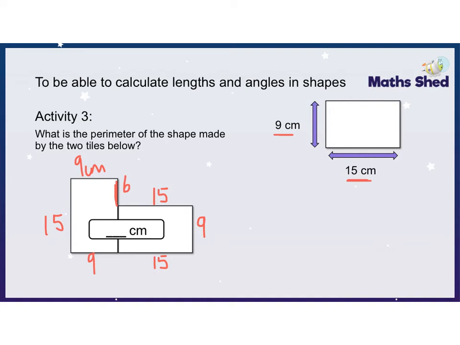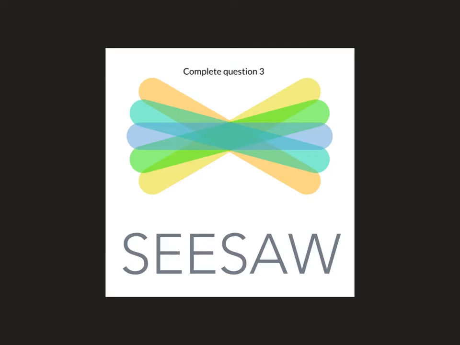And I need to add all of those together. So 15, 30, 45. Add the 6, 51, 60, 69, 78 centimeters is the perimeter. Okay, so complete question 3 on Seesaw.